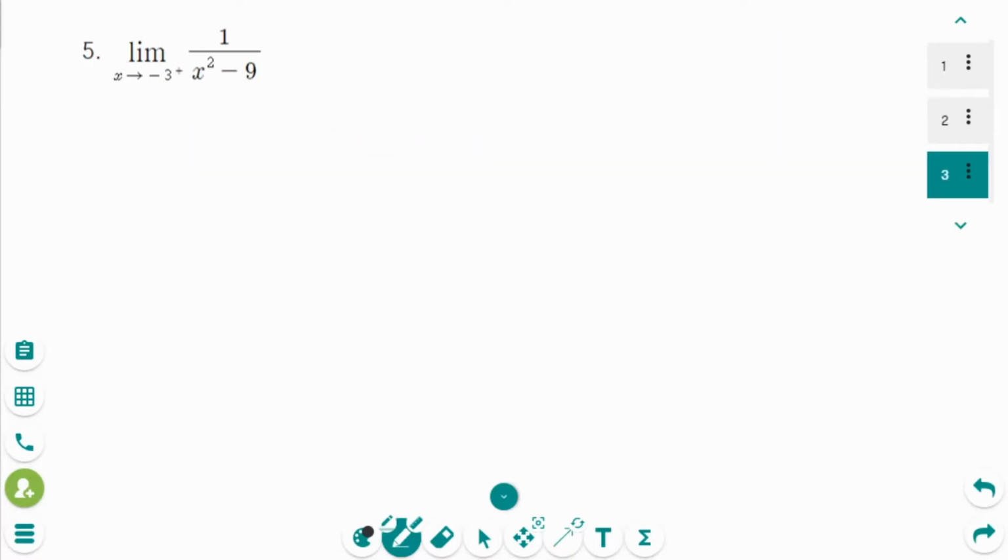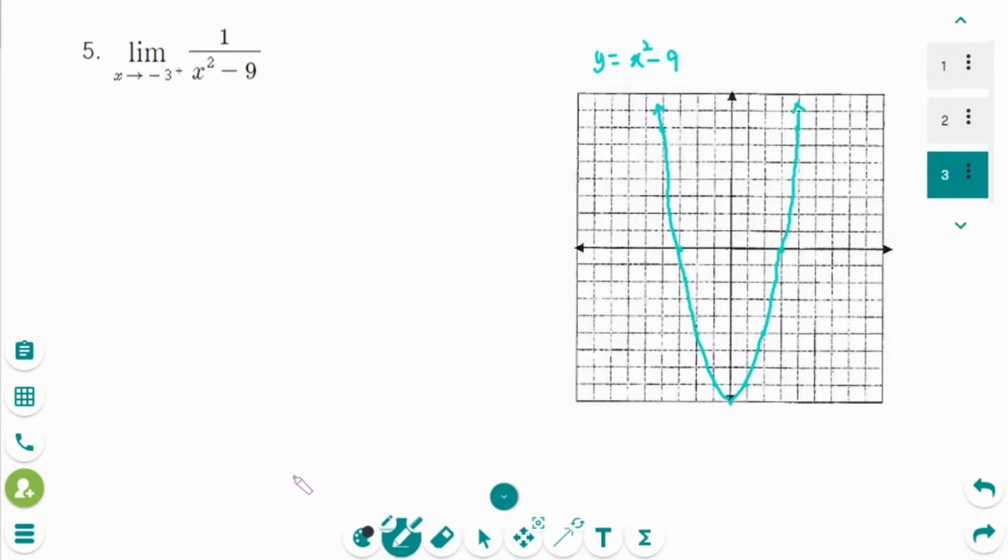This is the next question. The first 4 problems were easy to draw the graphs, but this problem is really difficult to draw the graph. You can draw y equals x squared minus 9 first, and then draw the reciprocal. So when x equals 3 there is a vertical asymptote, and another vertical asymptote at x equals minus 3, and the 1 is not changed, then everything is upside down like this.